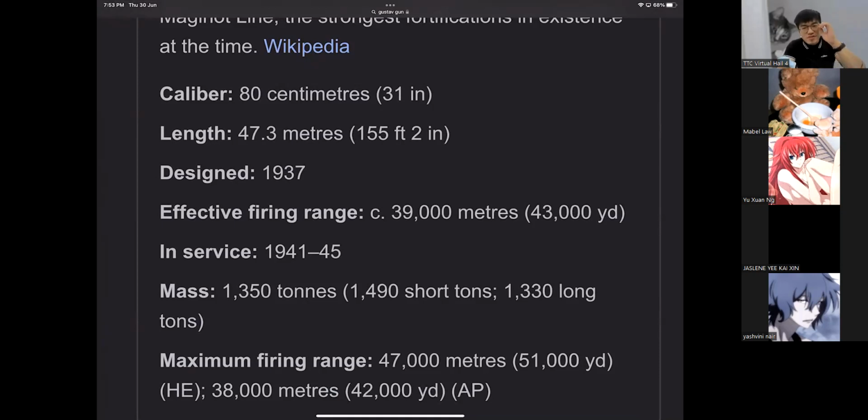So what is 39 kilometers? Basically, if this piece of abomination, if this gun is in KL city center, I can fire to Shah Alam. I can reach Kota Kemuning with this thing. That's how far this thing can shoot.